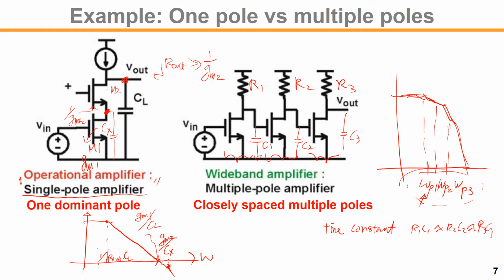So this kind of amplifier, as you call the multi-pole amplifier, as you can imagine, the number of poles is three, right? So it is very important to understand how many dominant poles there are in your circuit. That's something that you have to identify when you consider different amplifier topologies inside the feedback.